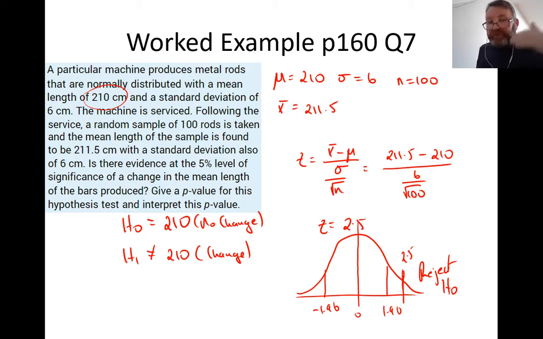Because we rejected the null hypothesis that there was no change. We rejected the null hypothesis that the population mean of 210 centimeters was maintained. Clearly here, that's not the case.